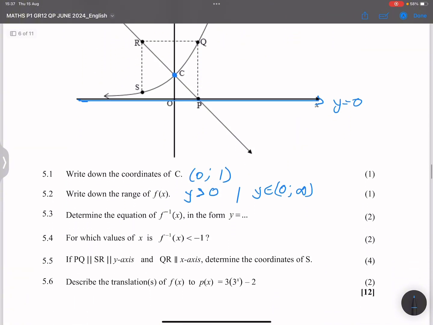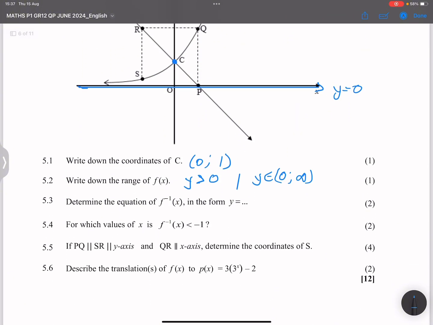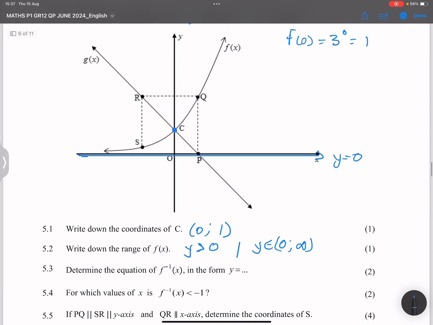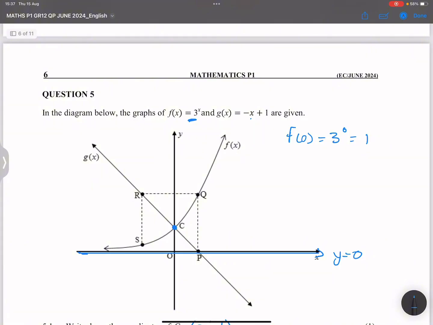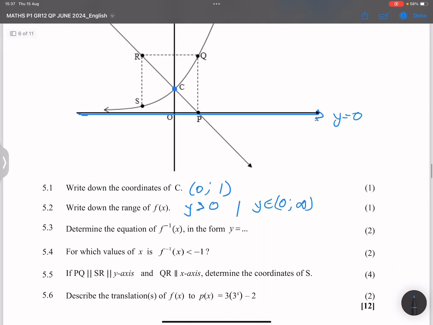And now for the next one, they say determine the inverse of f in the form y equal to. Now please remember, for the exponential graph, when you write it as a log graph, y will be equal to the log of, note the base there becomes the base of your log, and your exponent becomes the index. So y is equal to log base 3 of x.